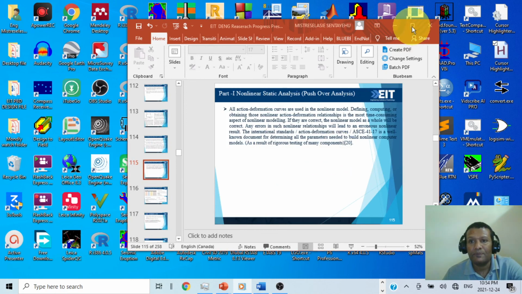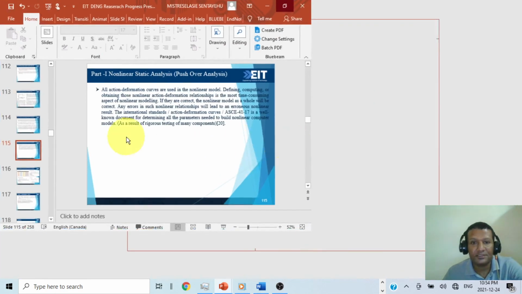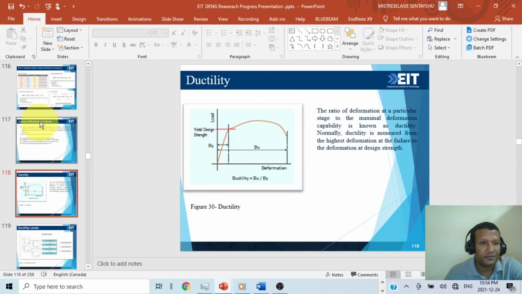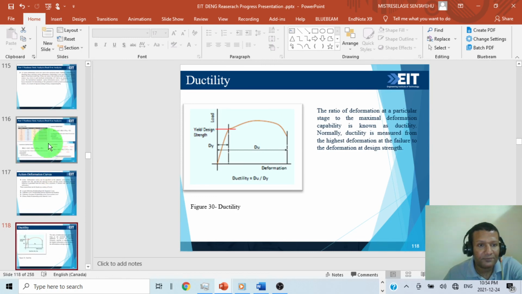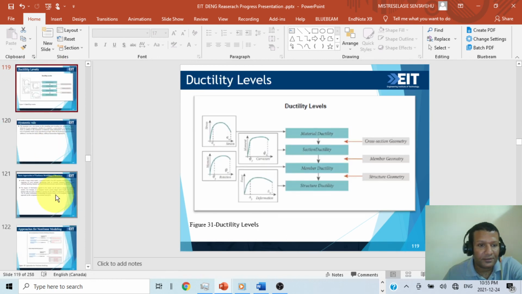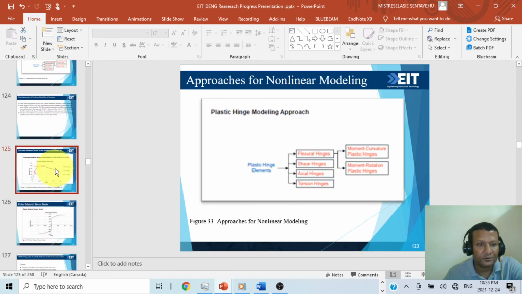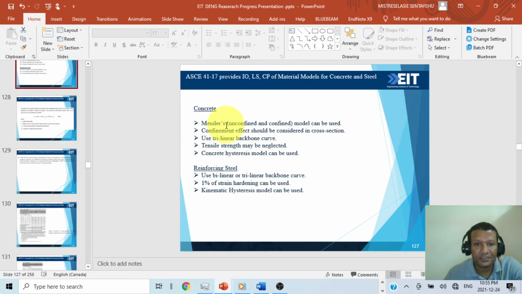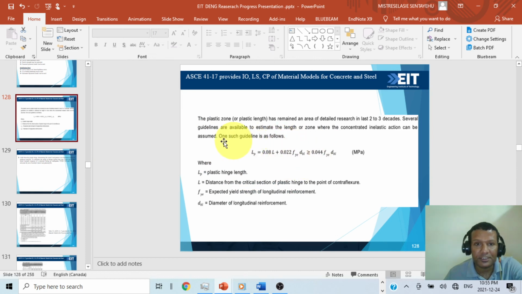So I also sent this presentation, so you can check it. Just let me go through once. This is the type of analysis, this is the activity, this we already discussed. These are the pushover curves. So for concrete, Mander's model, I wanted to show you something, but it is very long. So this is Mander's unconfined and confined strengths, but I'll show you later. This is for hinge lengths also.